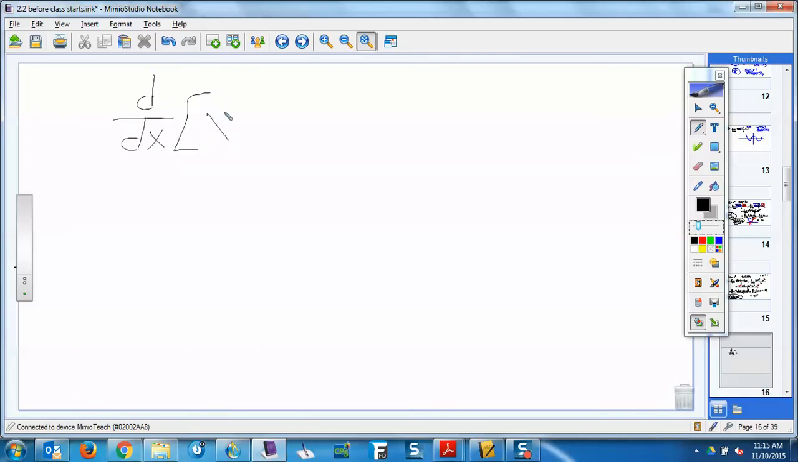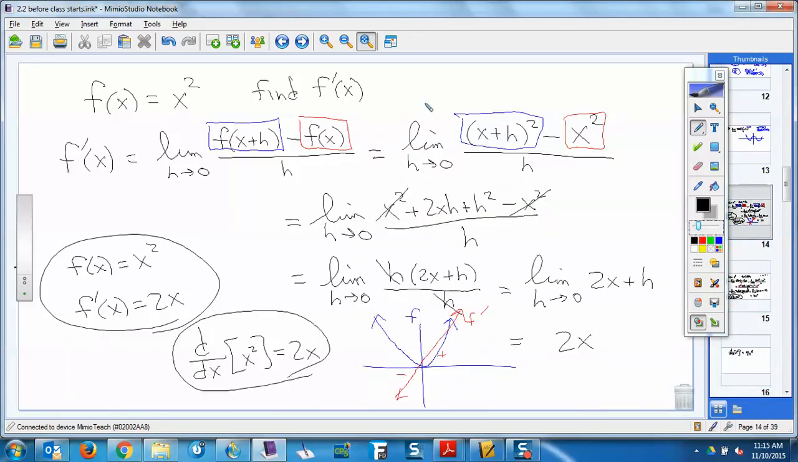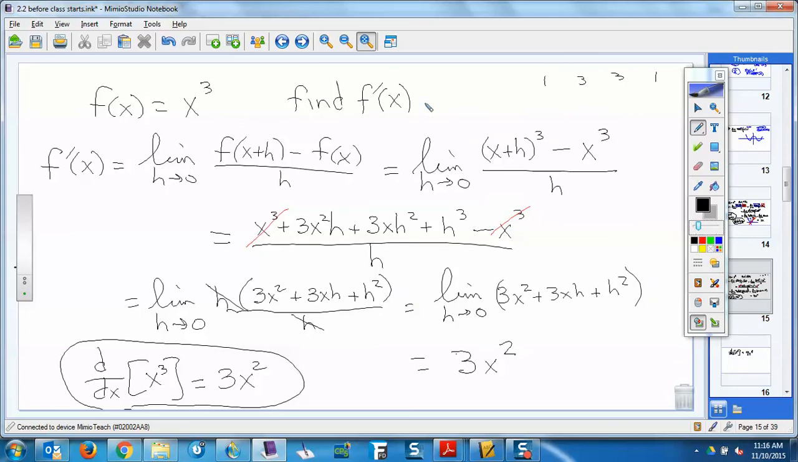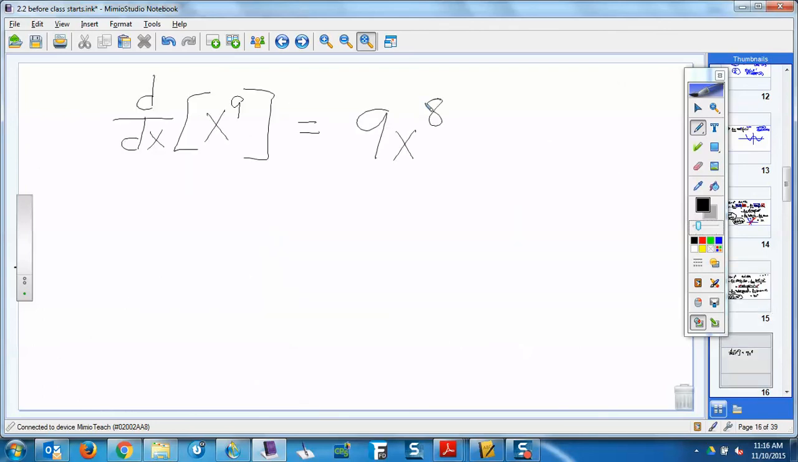Let's do the derivative of x to the 9th. What is it? 9x to the 8. It is. Isn't that something? Look at that. F of x equals x squared, the derivative was 2x. Okay, big deal. We drew the graph, seemed reasonable. But then you do that one and you're like, wait a minute. That 3 looks like it just came down in front, and it looked like the power dropped by 1. Does that always work?